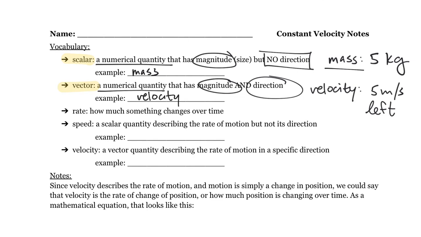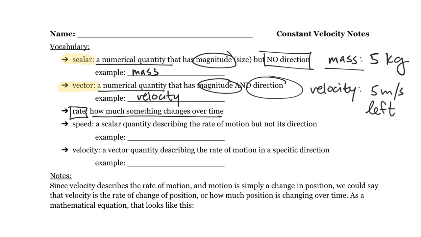All right, up next we have the word rate. So rate simply describes how much something changes over time. Today we're going to be looking at speed and velocity as rates because they are how something's position, or where it's at, changes over time.